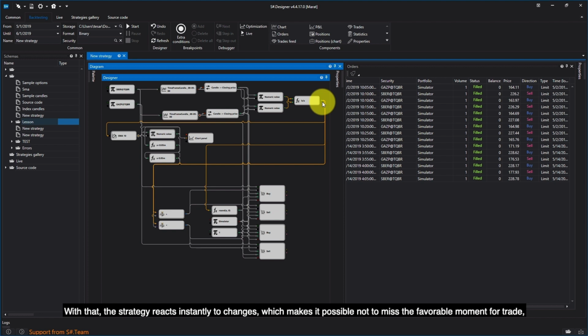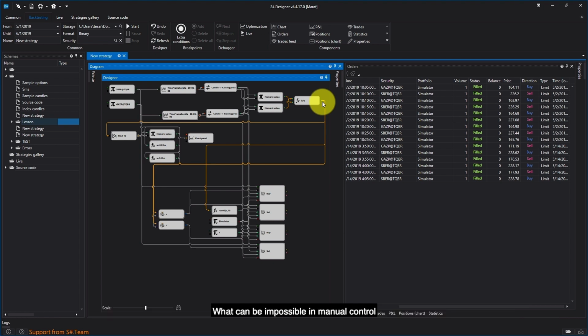With that, the strategy reacts instantly to changes, which makes it possible not to miss the favorable moment for trade, which can be impossible in manual control.